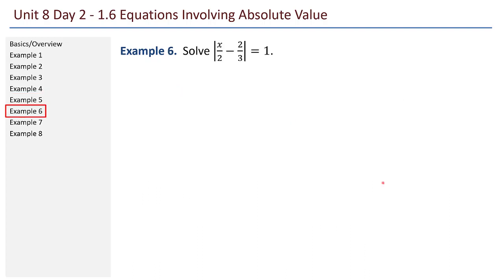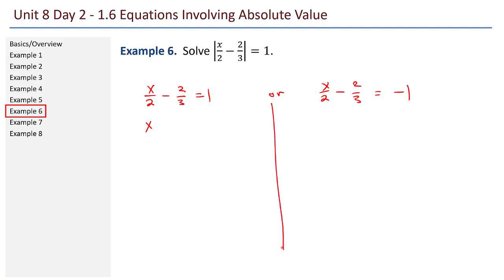Example 6. Let's solve this equation. Once again, it maybe looks a little more complicated than it really is. There's an absolute value on the left and a number on the right, so we'll just drop the absolute value signs and turn this into two equations. x over 2 minus 2/3 equals 1, or x over 2 minus 2/3 equals negative 1. Now in each case, my goal is to solve for x, so maybe I'll add that number over and then multiply by 2 to get x by itself.